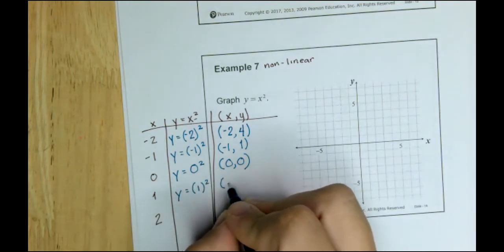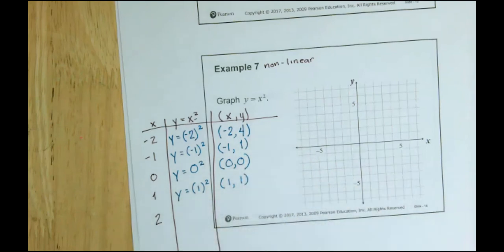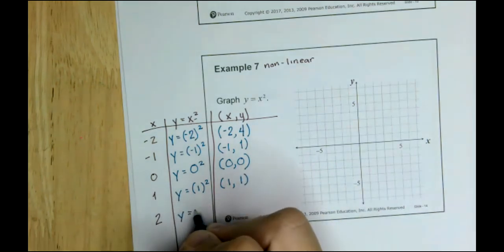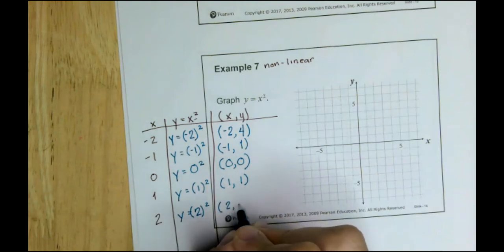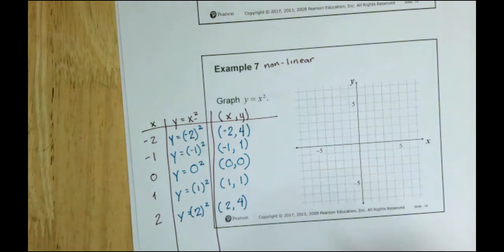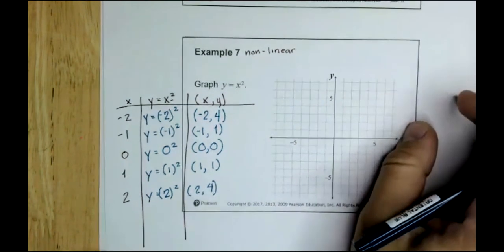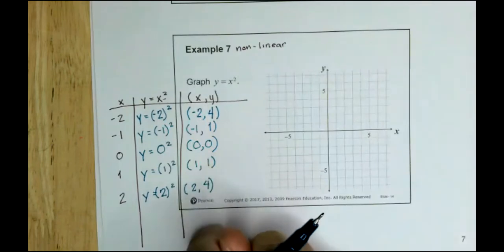One squared is 1. And -2 squared is 4. I almost said is 2. That would have been wrong. All right, you can check these in your calculator if you would like.